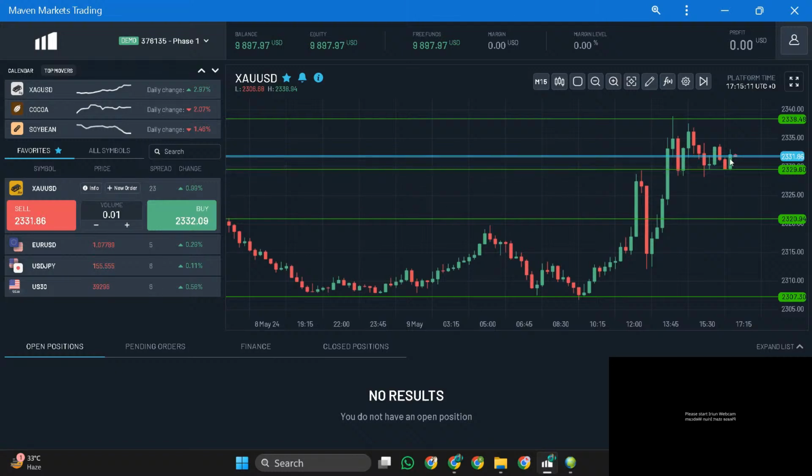Still, there is extreme potential in gold to go towards the upside. So we will be waiting for that. We are not in a hurry to get into a sell position here. We are looking for a sell position in gold, but for that we will be waiting for this particular level.